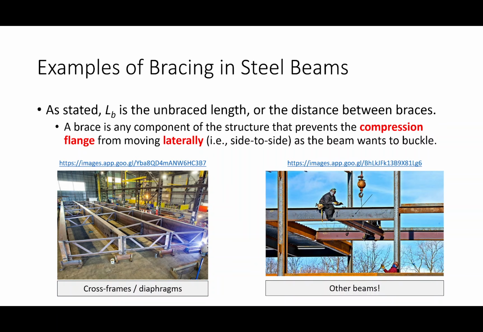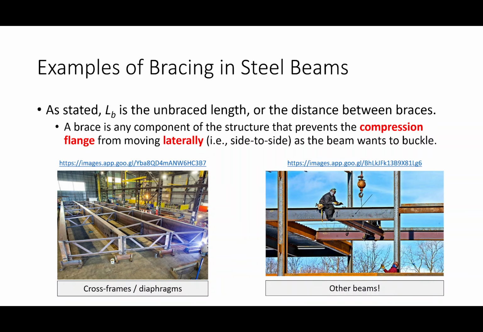What do I mean by braces? Braces are going to be any element that is connecting to the beam such that it prevents the compression flange from moving laterally as it wants to buckle, right? So what happens with beams when you bend a beam, one side's in compression, one side's in tension, and the side that's in compression is going to want to buckle, right? So that's where the stability issue comes from.